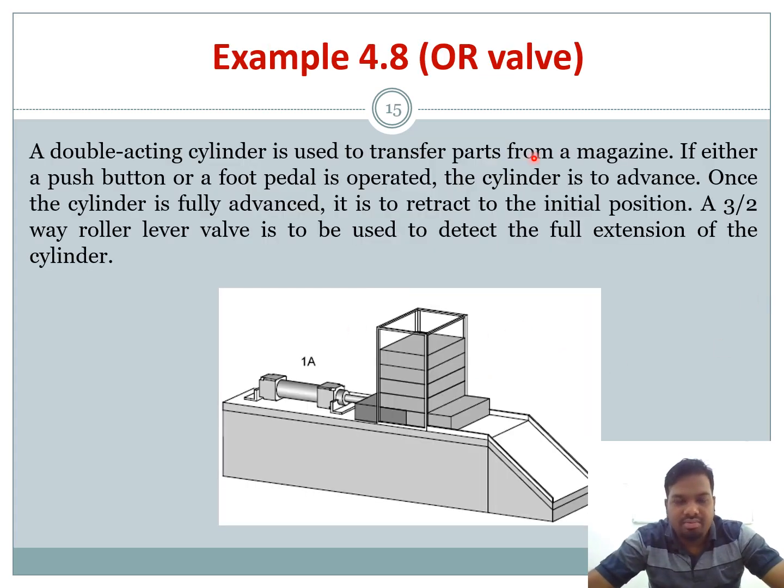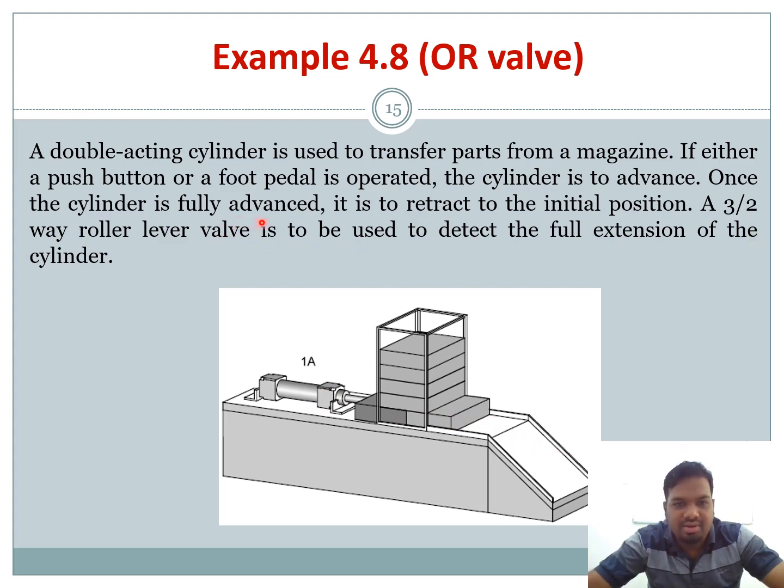Okay, now we will see example 4.8, how to use an OR valve to solve your problem. We can see a double acting cylinder is used to transfer parts from a magazine. So this is a magazine. If either a push button or foot pedal is operated, so we have two inputs, one is a push button, one more is a foot pedal, the cylinder is to advance. So you have a cylinder here, and the cylinder will push the boxes down.